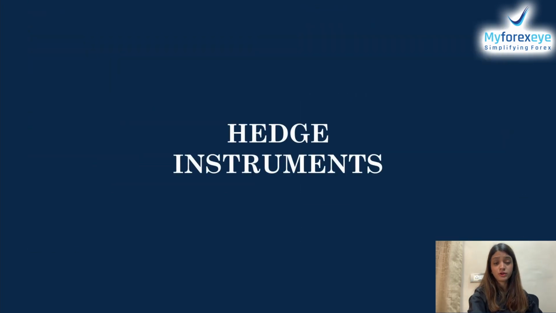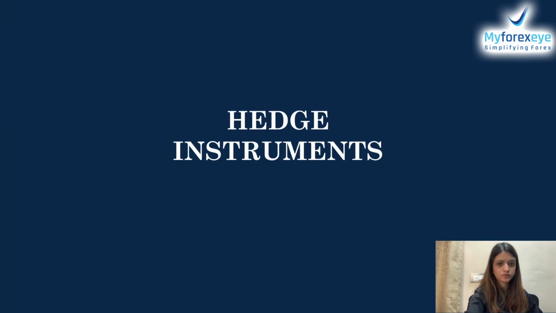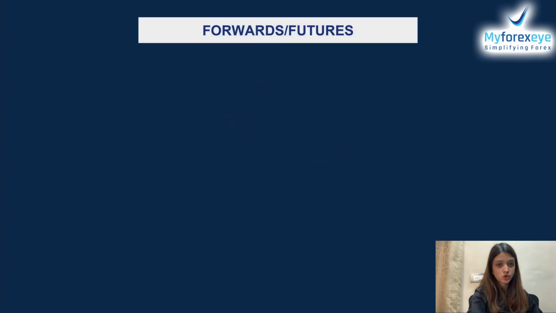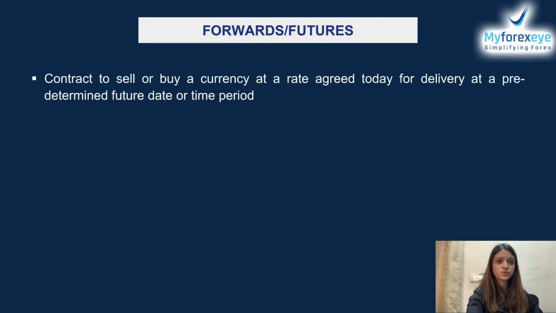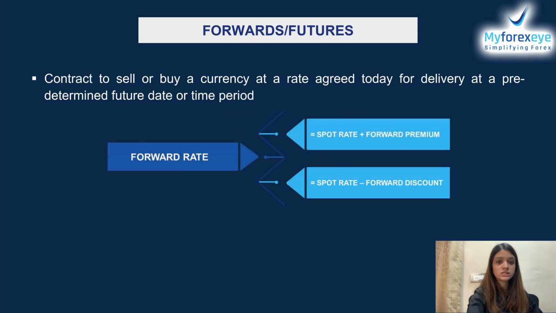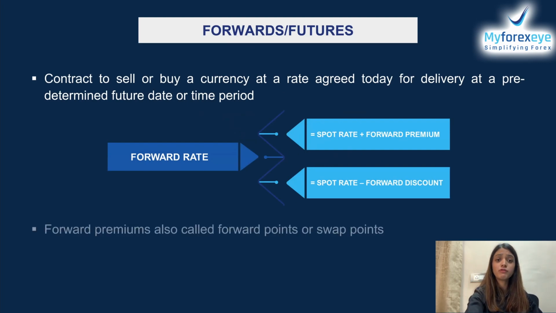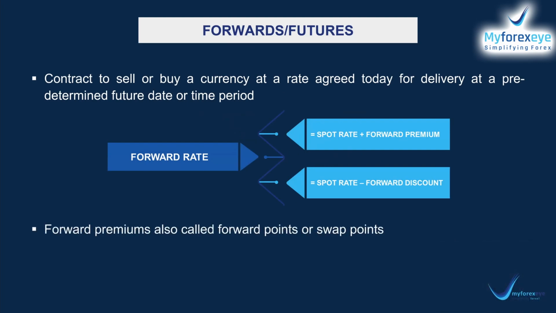Now that we've understood what forex hedging is, let's move on to understanding what the popular hedge instruments are. So, forwards and futures are the most commonly used hedge instruments among MSMEs and corporates. A forward contract is a contract to sell or buy a currency at a rate agreed today for delivery at a predetermined future date or time period. The forward rate is equal to spot rate plus the forward premium or spot rate minus the forward discount. Now, these forward premiums are also known as forward points or swap points.